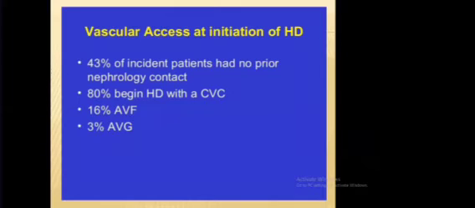If you look at the end-stage renal disease prevalence from 1980, you can see that it is increasing. The prevalent rate of end-stage renal disease is increasing. If you see the chart of vascular access at initiation of HD, only 16% of patients after diagnosis of end-stage renal disease start dialysis with an AVF, and 80% of patients start HD with a central vein catheter.